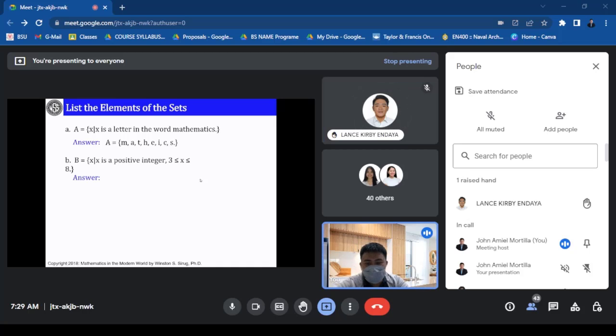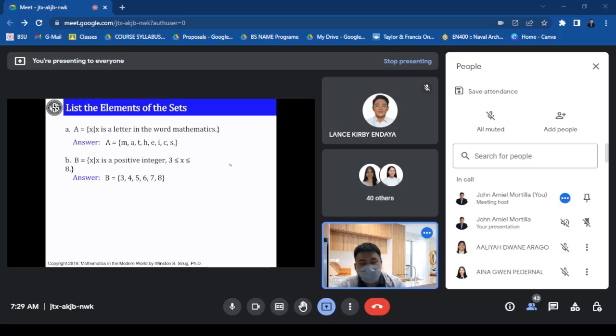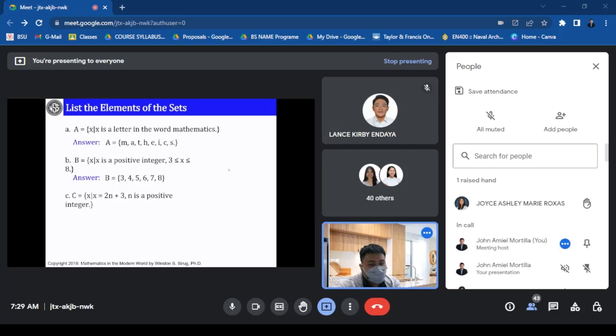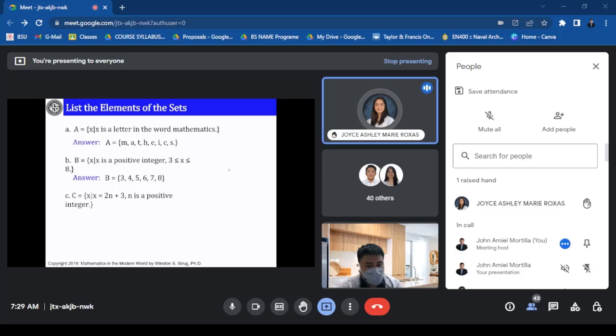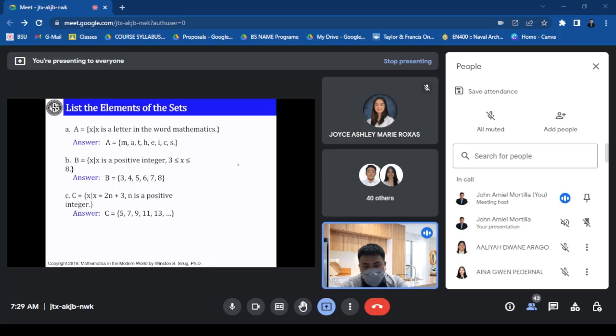Okay. So, letter B, we have 3, 4, 5, 6, 7, 8. So, C, x such that x is equal to 2n plus 3, n is a positive integer. Okay, sino kaya yan? Okay, Joyce. 5, 7, 9, 11, 13, and so on and so forth po. Okay. So, 5, 7, 9, 11, 13, so on and so forth.